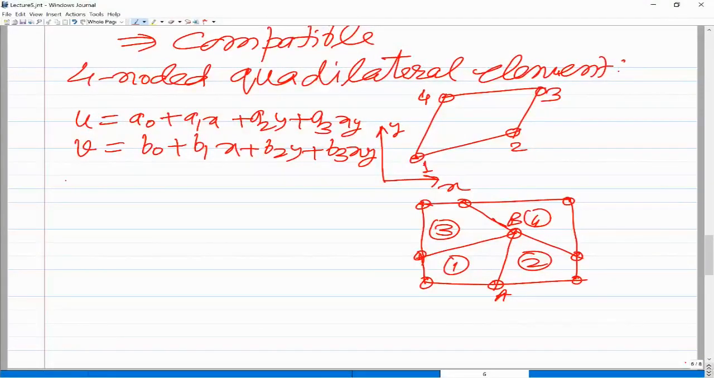So now if you look at this line AB, the equation of line AB, when we move along line AB, let us say y will be mx plus c.